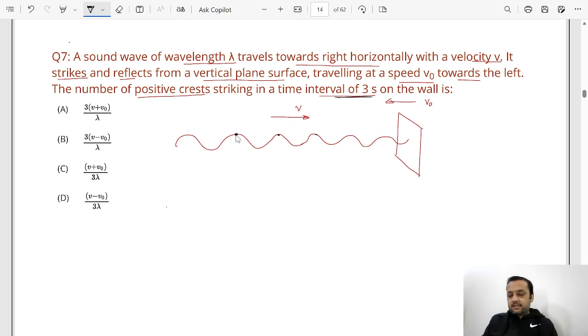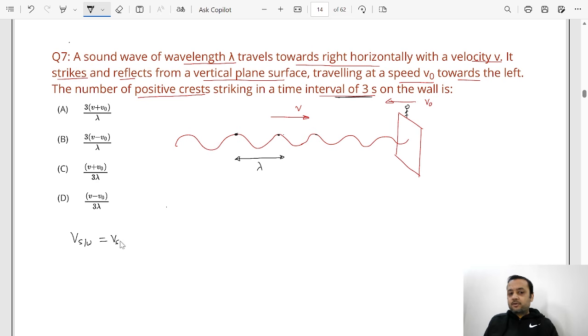Now see, these are the two positive crests, and you know that the distance between two consecutive positive crests is lambda. Now the sound wave is propagating towards the right. If I stand on this wall, remember this wall was moving towards the left at a speed of v naught. So what will be the velocity of the sound in the frame of the wall?